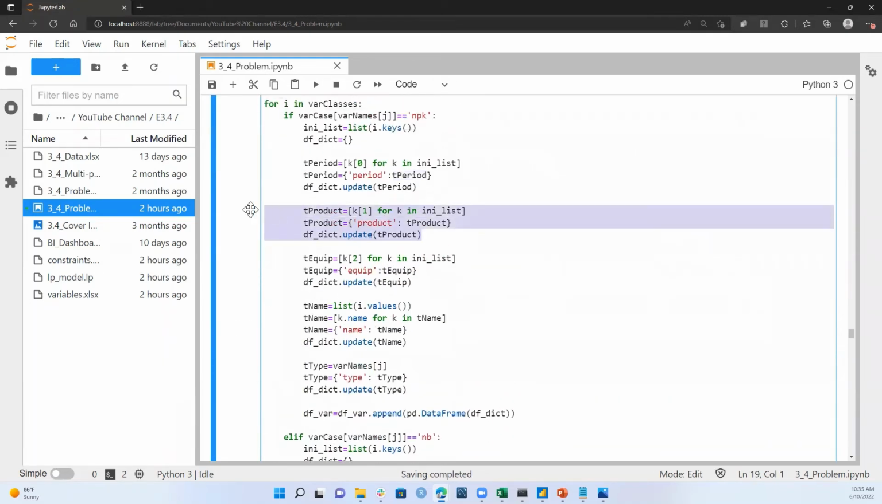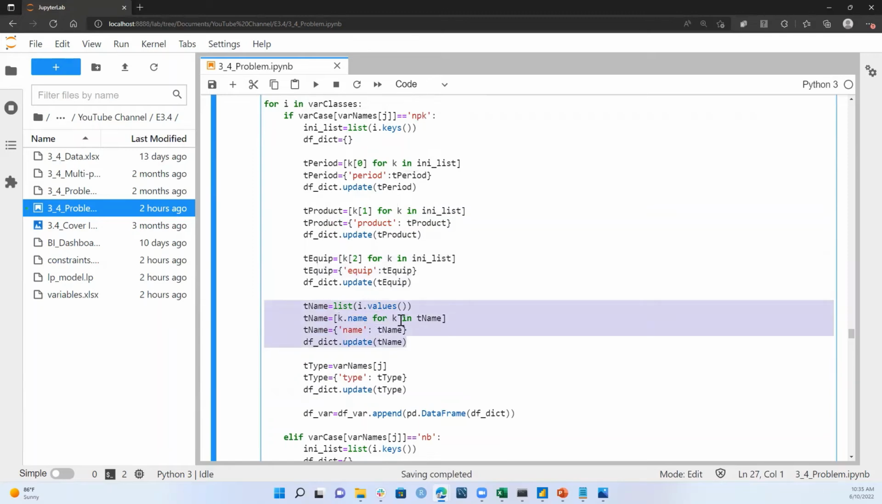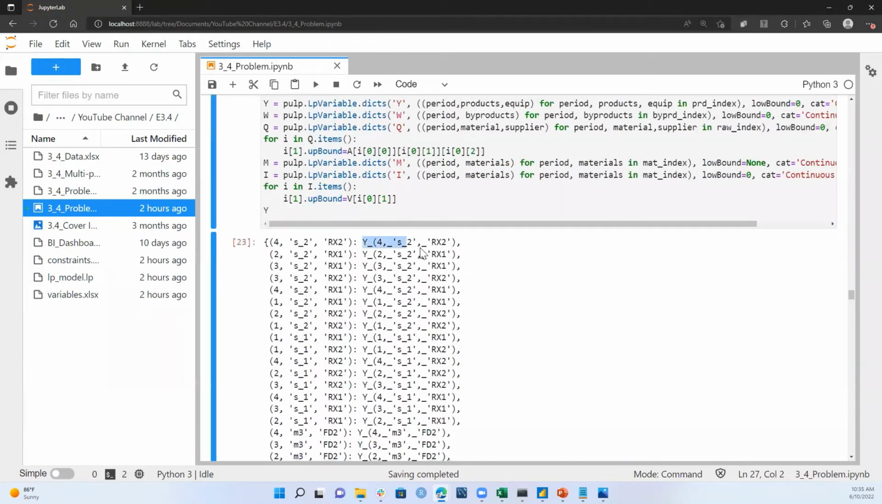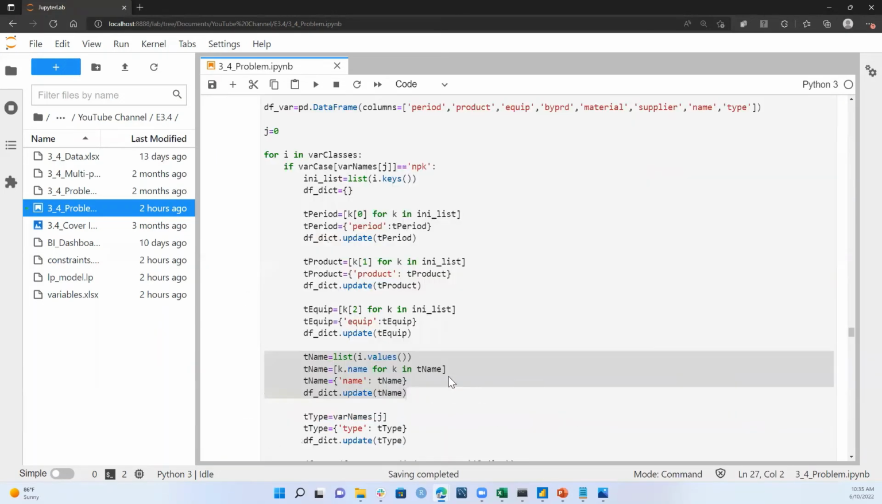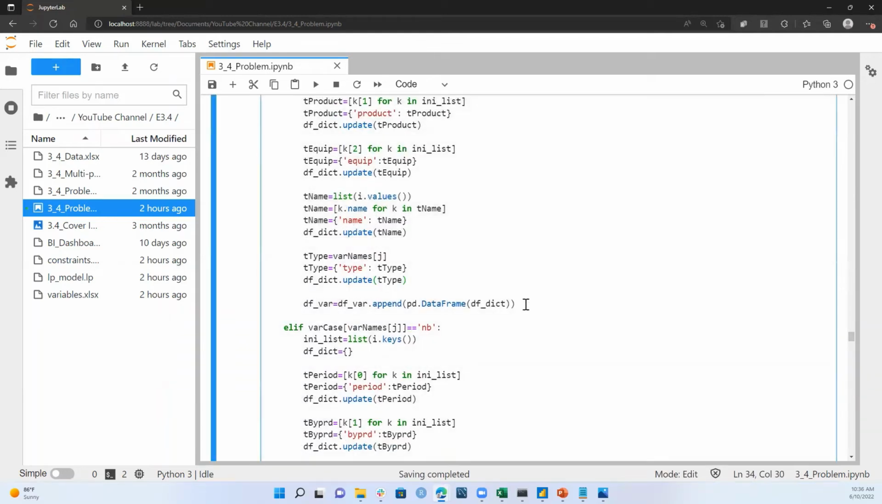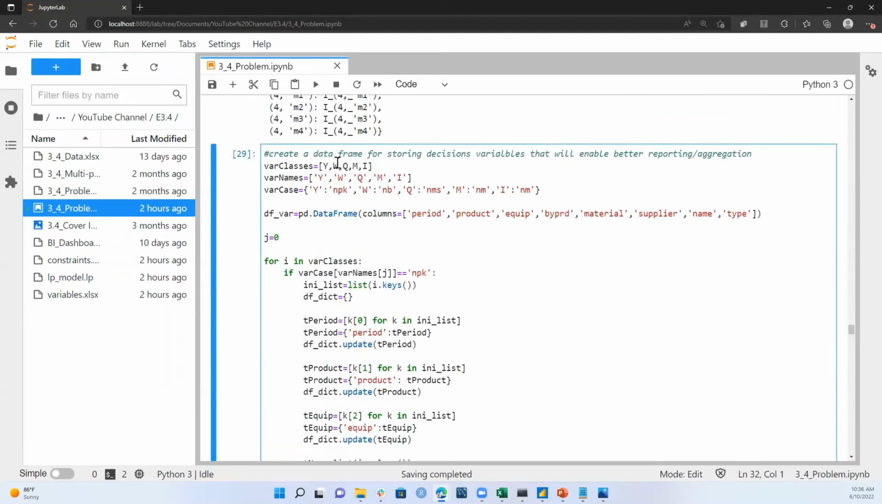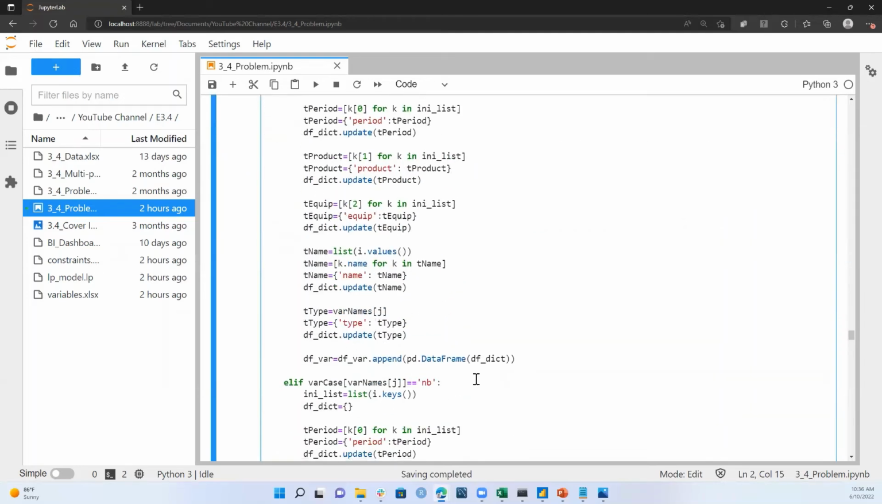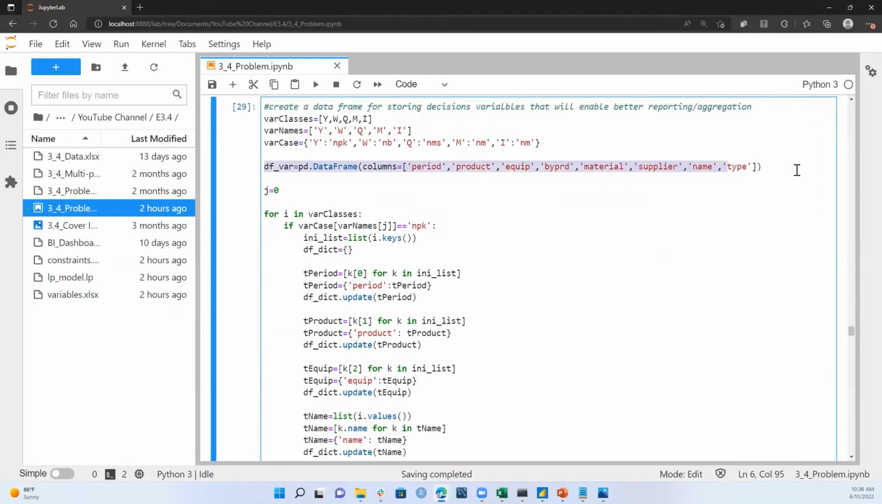So we do it down here for the product variable name, and then we do that here for the equipment. And then we also want to get the name of that variable as well, which is going to be this string here. And the last thing we do is we indicate the type of variable. So this will just be, again, the type of variable class: y, w, q, m, or I. Once we create this dictionary, we're going to append it to the df var data frame we created up here.